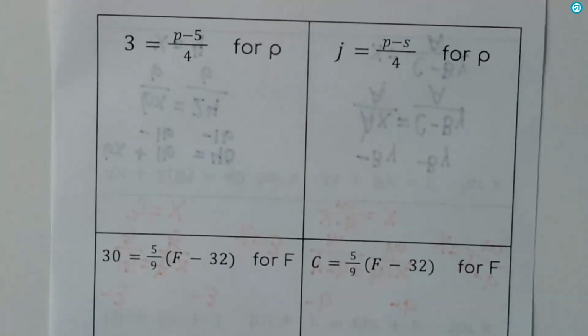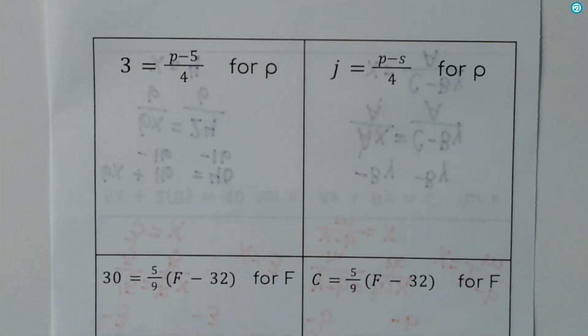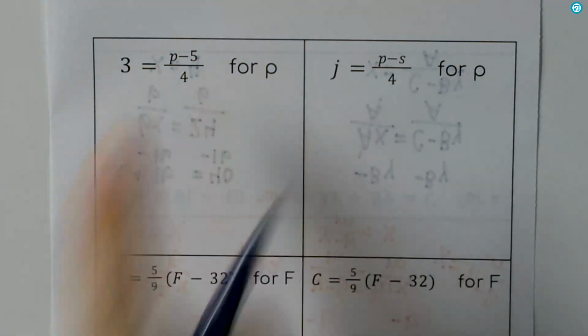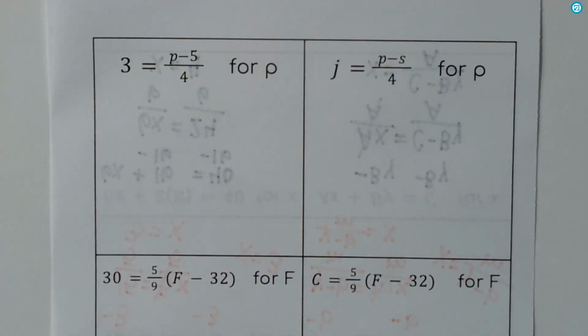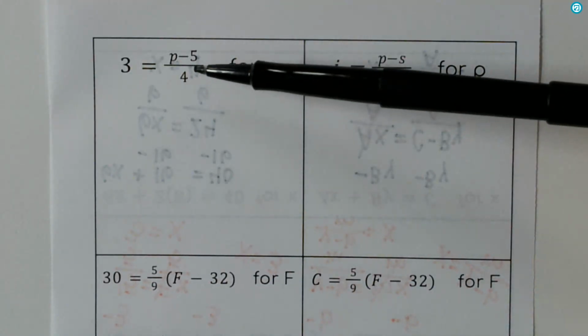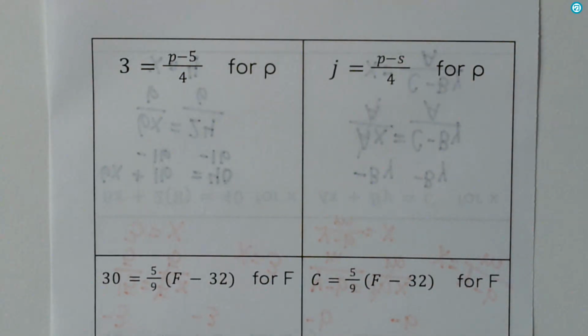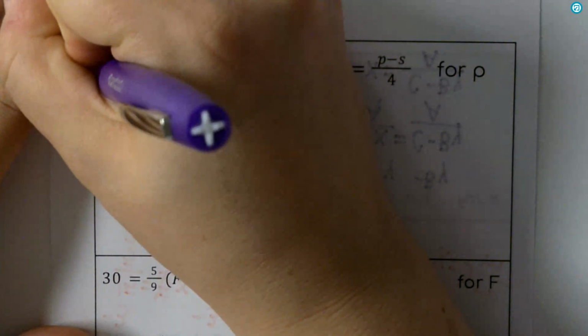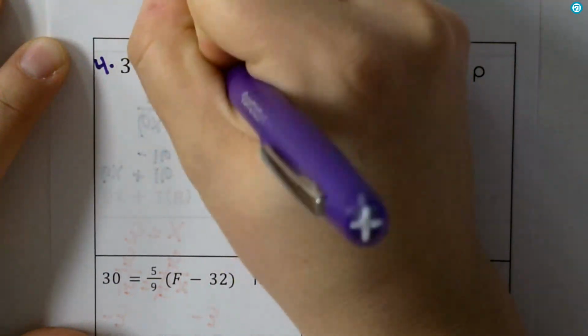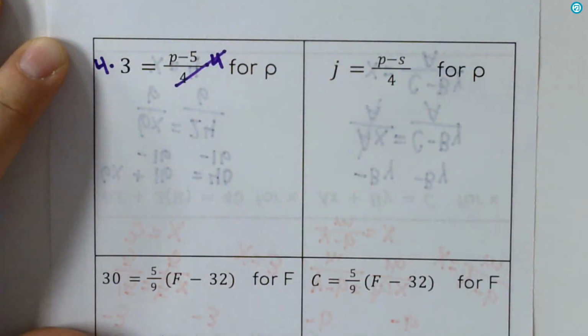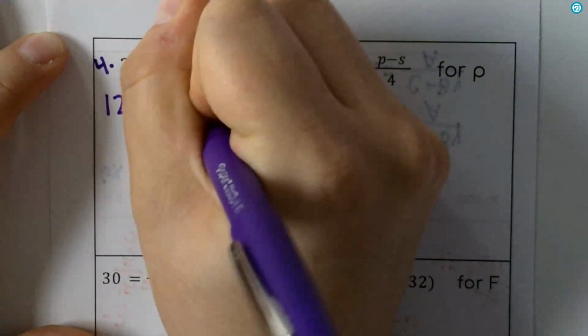The first one on the back is introducing a fraction at the beginning, which we know how to deal with when we're solving a normal equation, and we deal with it the same way here. So this problem, I am dividing everything by 4. What is the opposite of dividing? Multiply. So I need to multiply everything by 4. So I'm going to multiply the left side of my equation by 4 and the right side of my equation by 4. These 4's cancel. I've got 12 here equals p minus 5.